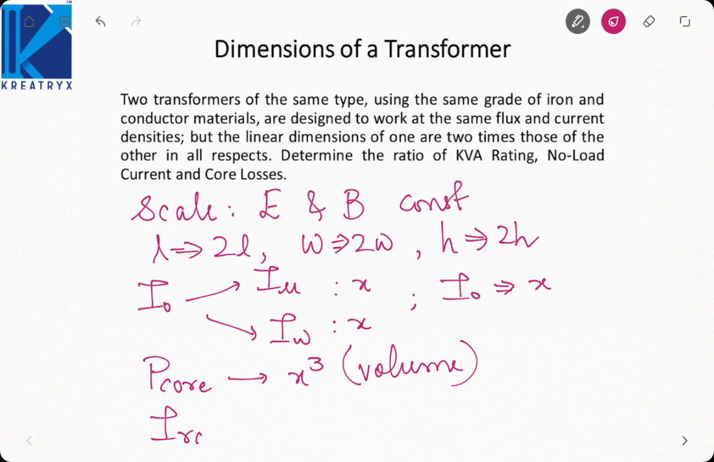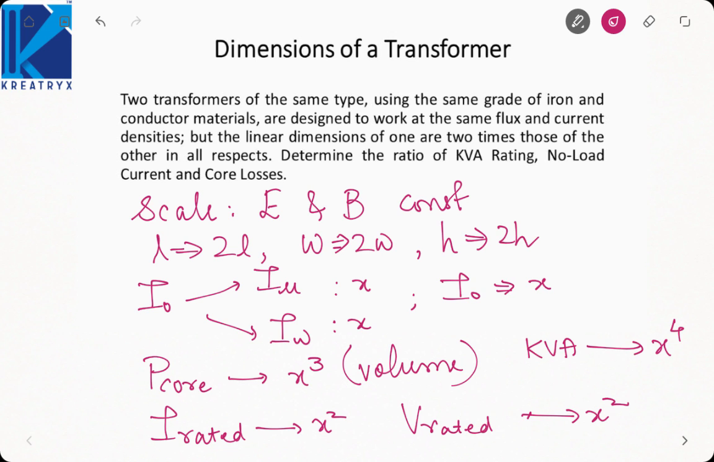Current rating will be scaled by a factor of x square. So if length is doubled, it will become 4 times. Rated voltage will also be scaled by a factor of x square. kVA rating is basically the product of voltage and current, so it will be scaled by a factor of x to the power 4. Okay. So that is how different parameters are scaled whenever we change the dimension of a transformer.